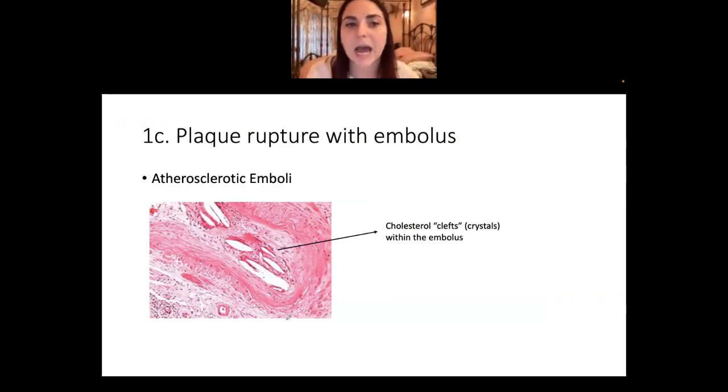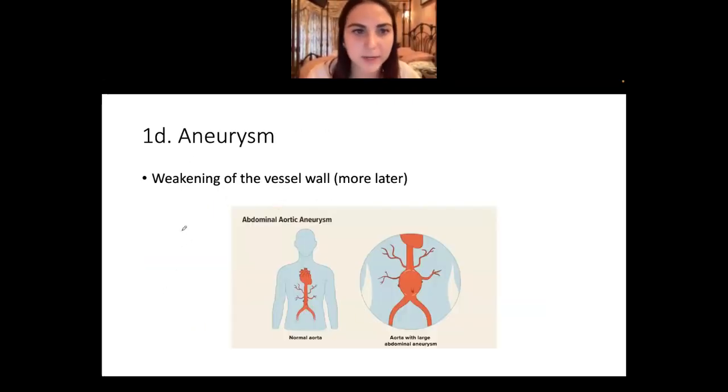You know that this is an embolus from something like an atherosclerotic plaque because you see cholesterol crystals in it. These are cholesterol clefts. So this is your plaque, and then you see these very white-looking crystals. These are your cholesterol crystals. If they say this is from an embolus, you know that's an atherosclerotic embolus because there's cholesterol in it.